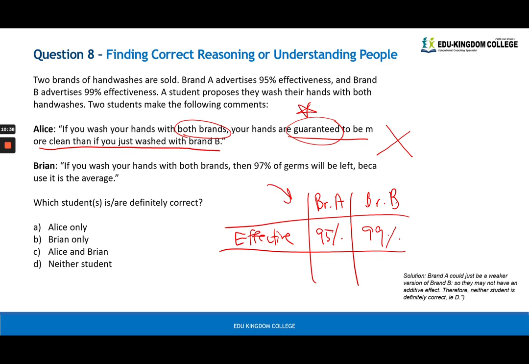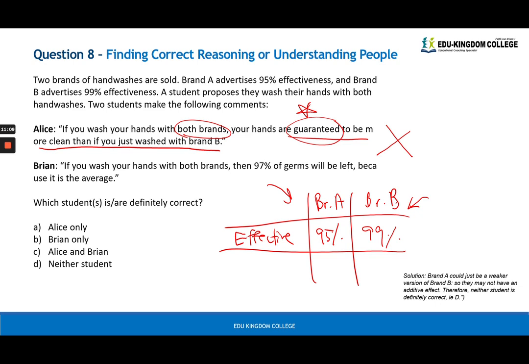Plus, if you see the percentages, right, just because you add on a 95% onto a 99%, we don't know if that's on top of it or if that's just going to be 95% and then the brand B will just overtake it. We don't know the information about the brand A and B, about how they work combined. So Alice cannot say that it's true.